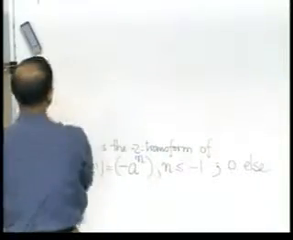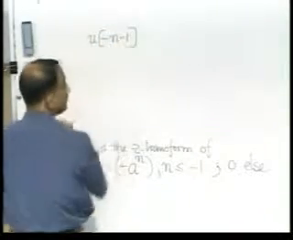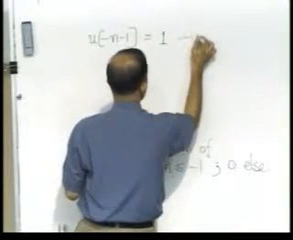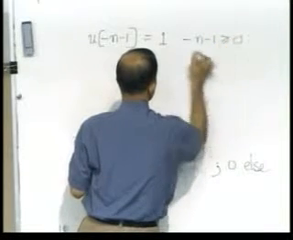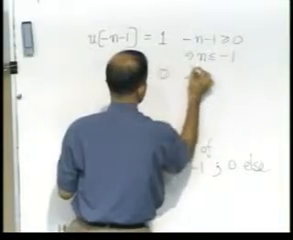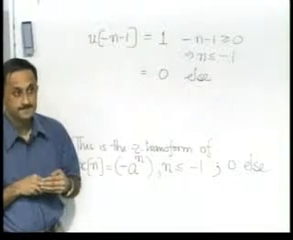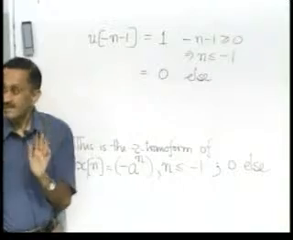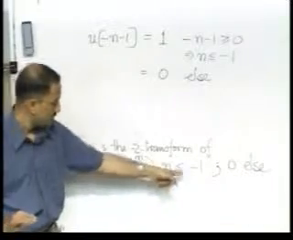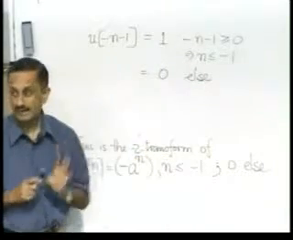Now, consider u of minus n minus 1. Let us consider this sequence. What is the sequence u of minus n minus 1? It is going to be equal to 1 for minus n minus 1 greater than or equal to 0, which is n less than or equal to minus 1. Can you see that? And 0 else. Is that right? So, the sequence u of minus n minus 1 captures this statement. It states that this expression holds for n less than or equal to minus 1 and 0 else.